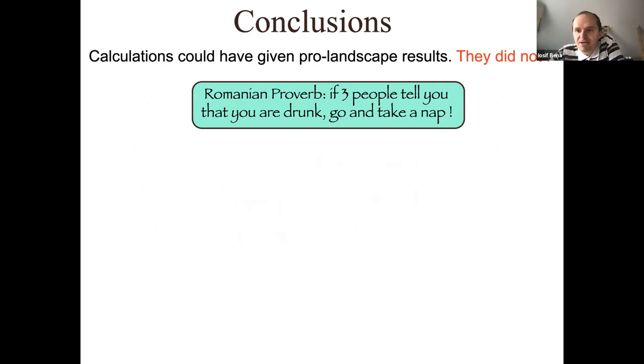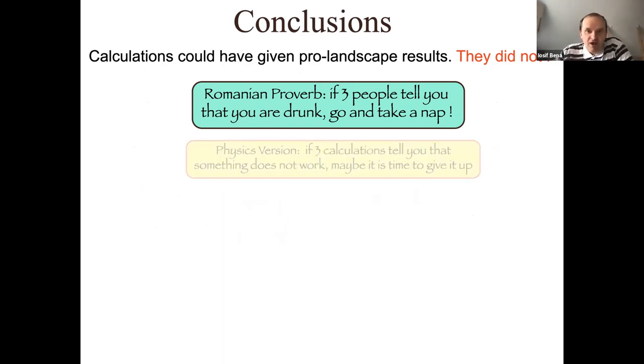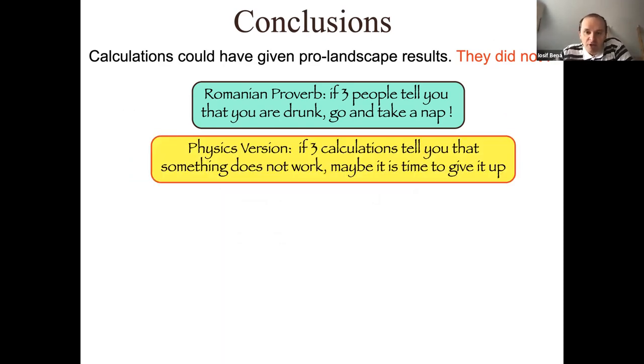The Romanian proverb says, if three people tell you that you are drunk, go and take a nap. And there's a physics version, which is that you have three calculations which tell you that something doesn't work. Maybe it's time to give it up. Maybe it's time to give up all this KKLT idea, all this landscape idea, all these things. Maybe it's time to sit down and be a bit more humble and try to understand that maybe there are some new mechanisms and so on and so forth.